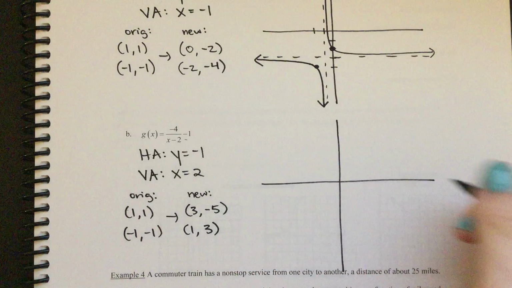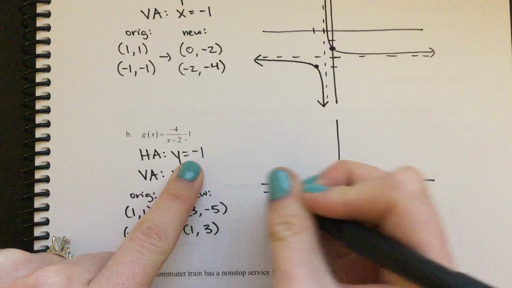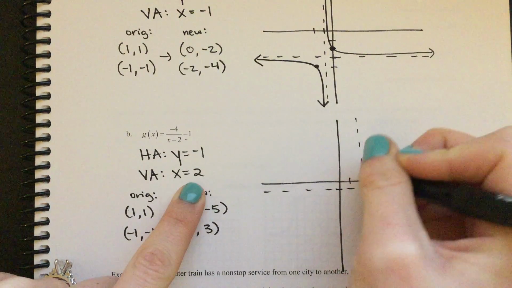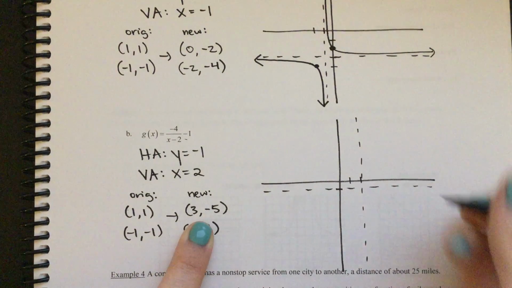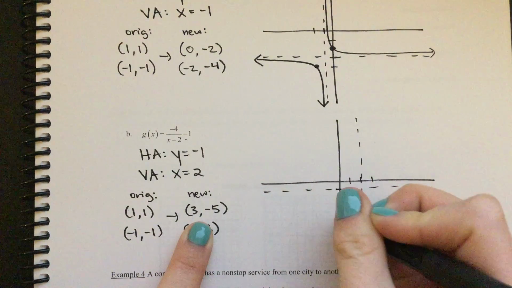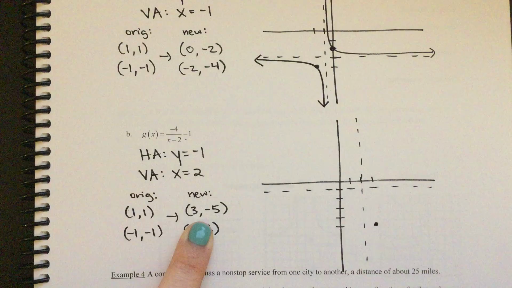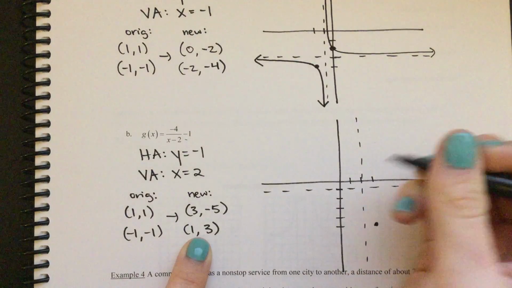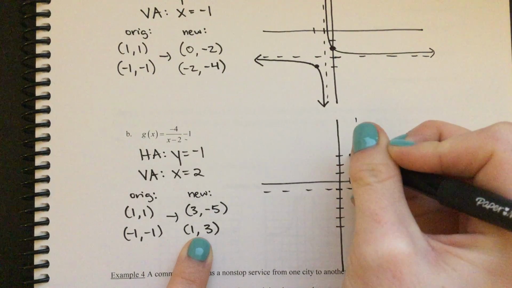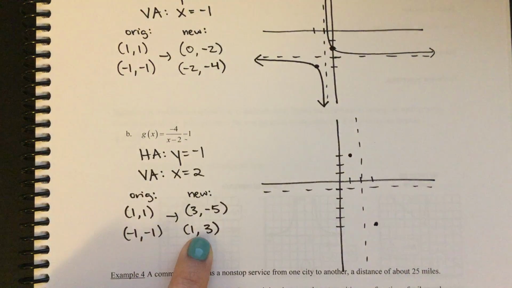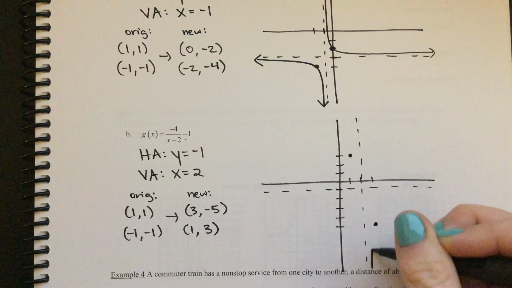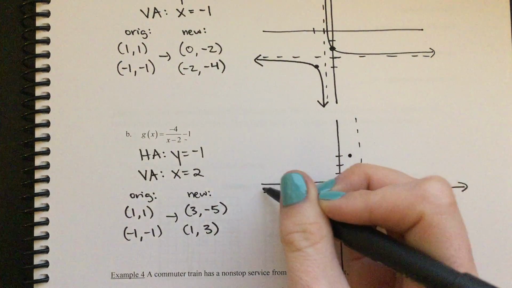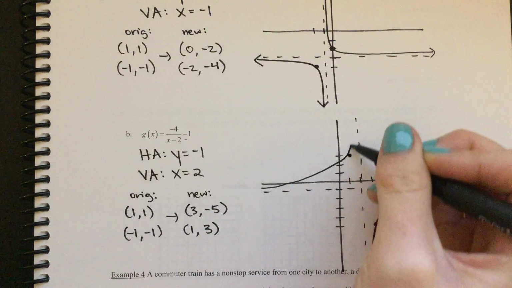Let's plot them. So 4 features. First, my horizontal asymptote. Next, my vertical asymptote. And then my 2 points. 3, -5 will be right there. 1, 3 will be right here. Okay, so what I'm going to do, drag along here, go through this point, and then along that line, same thing here. Come here, and there we go.